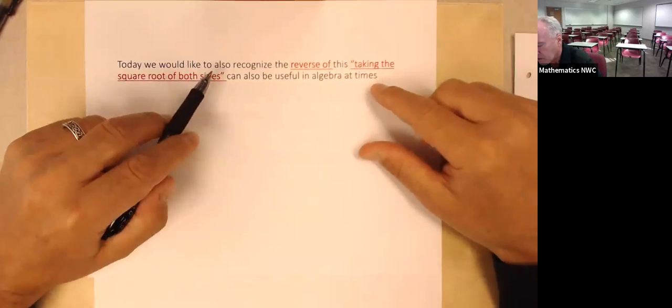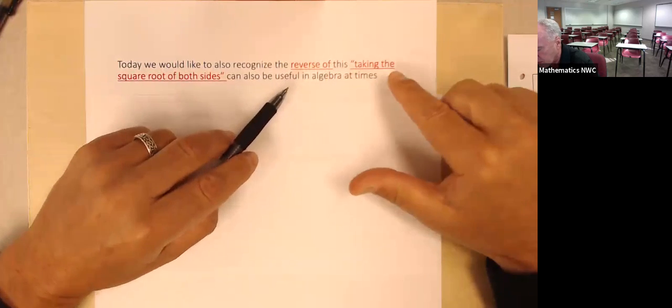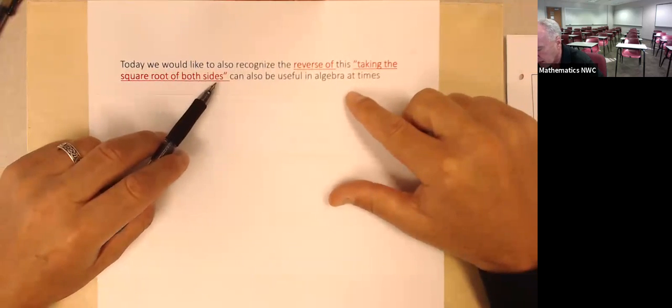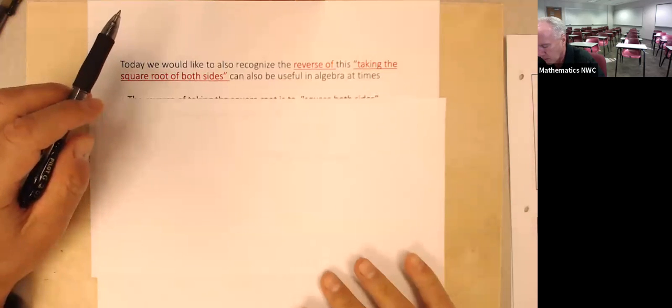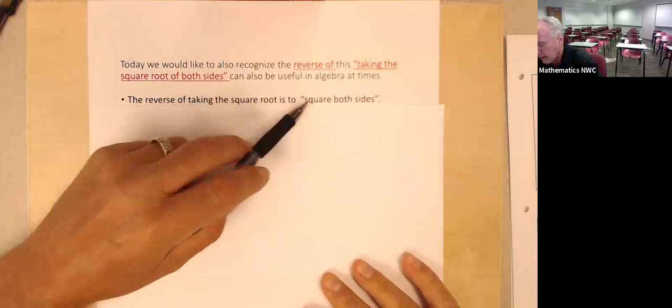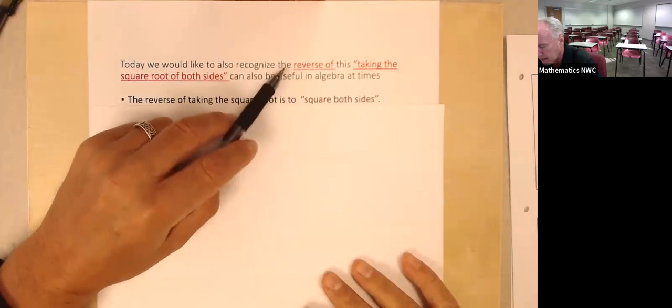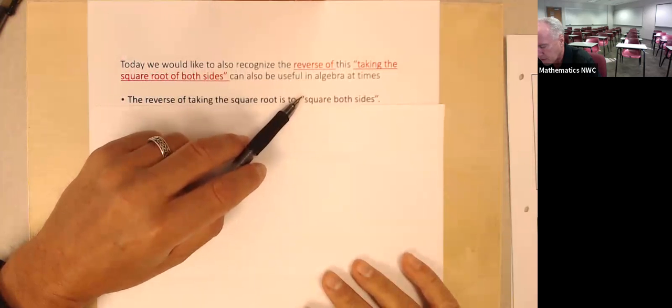Today, we'd like to also recognize the reverse of what we just got done doing. The reverse of taking the square root of both sides can also be useful. The reverse of taking the square root is to go the other way and square both sides. That's an important concept here for the next 15 minutes or so.